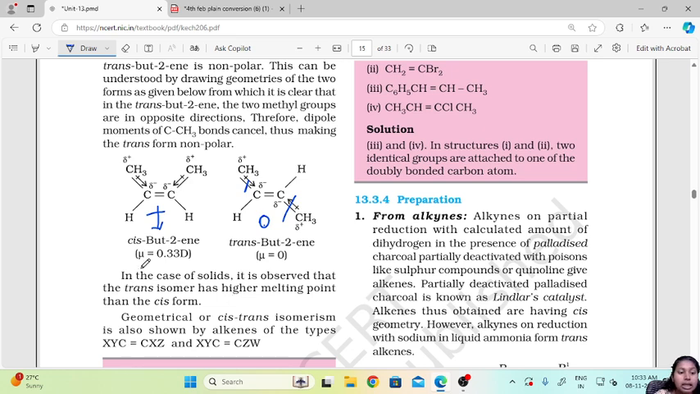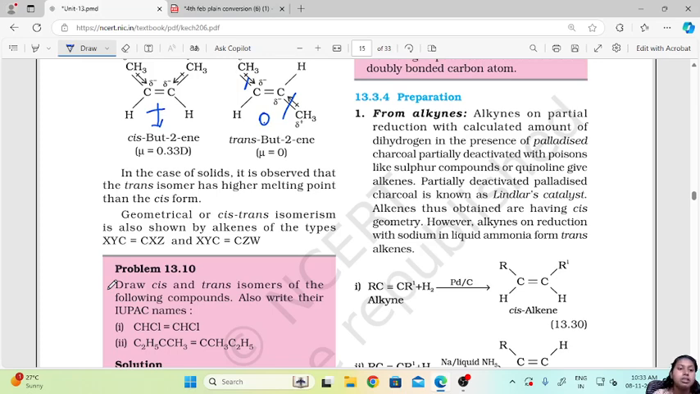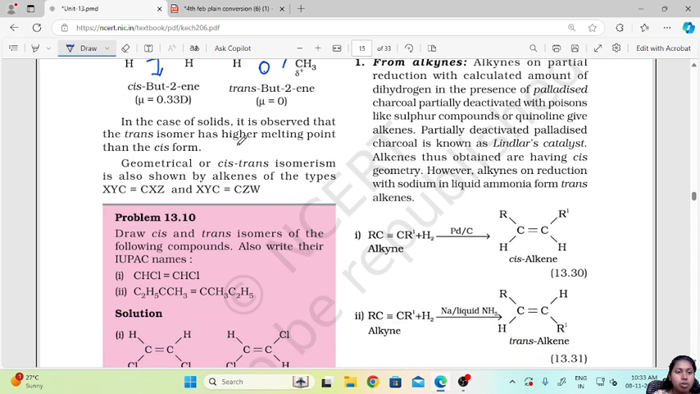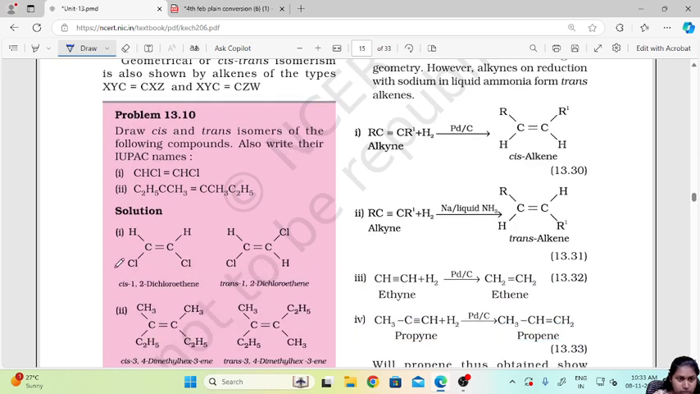Okay, in the case of solids it is observed that the trans isomer has a higher melting point than the cis form. Whenever the molecules are present in solid, it is considered that trans isomers have a higher melting point than cis. Now geometrical or cis-trans isomerism is also shown by alkenes of the types where you have different groups attached.